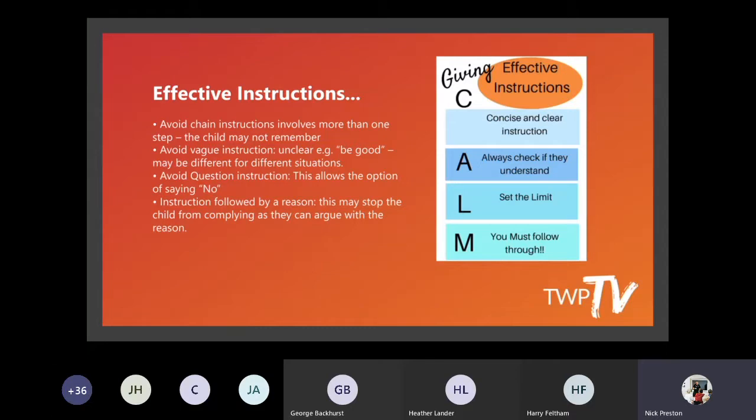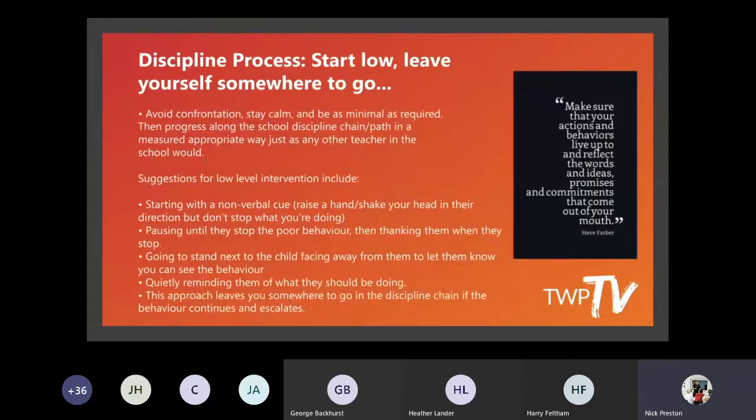Setting a limit of your expectations, what you want. Make sure they know what's not acceptable and then follow that through. Okay, discipline process. We just touched on it a little bit, but it's really important that when we discipline a child for behavior that's not acceptable and not safe to the class, we know where we're going and how we're going to get there.